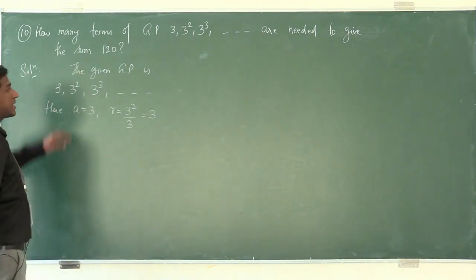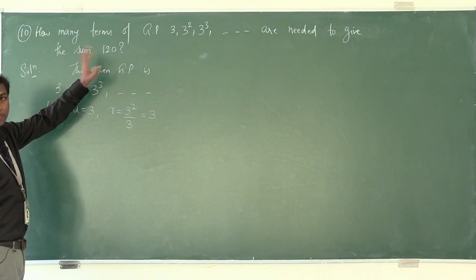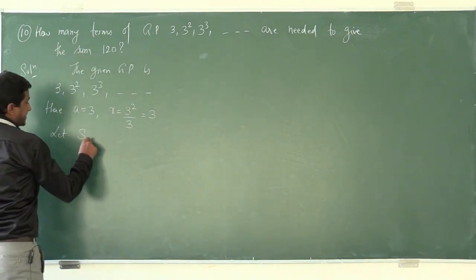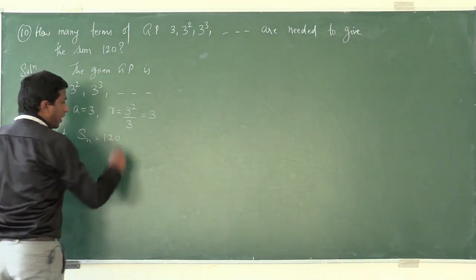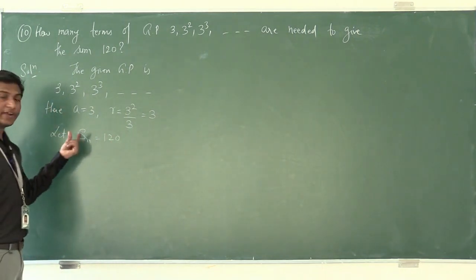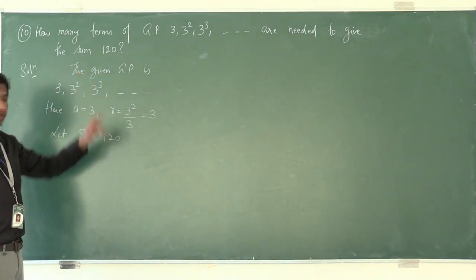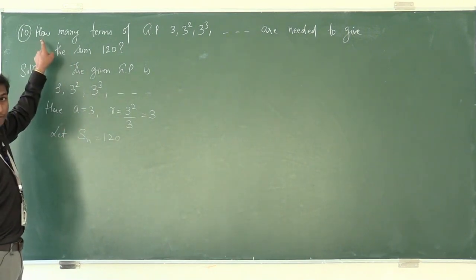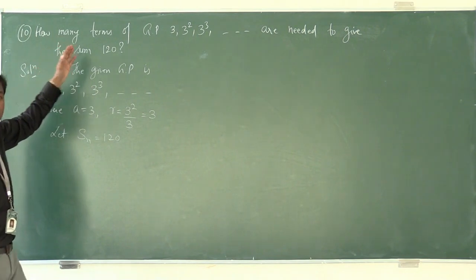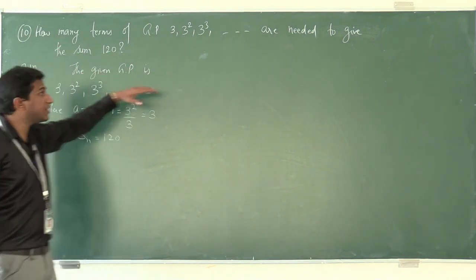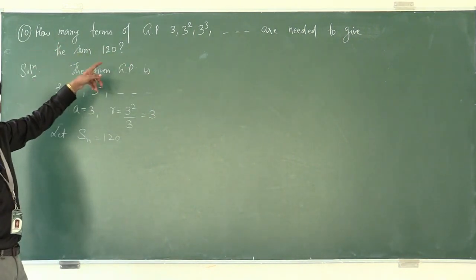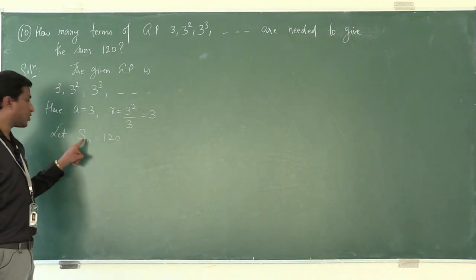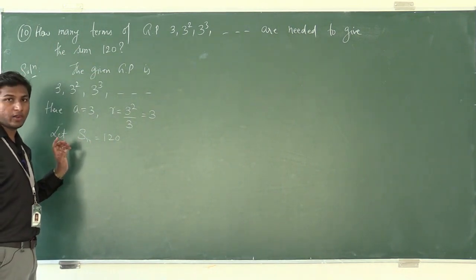Now what else is given? Sum is given to be 120. So we will take Sn to be 120, the sum of n terms of this GP. We have to find out how many terms of the GP are needed to give the sum 120. In other words, the question is asking us to find the value of small n.